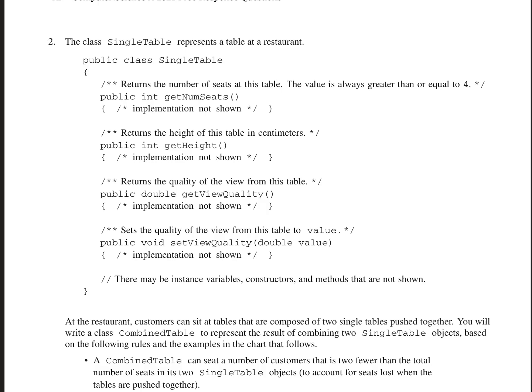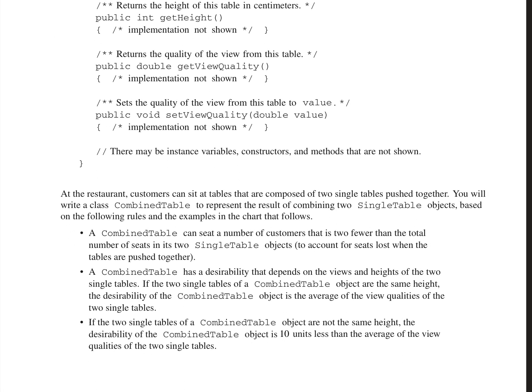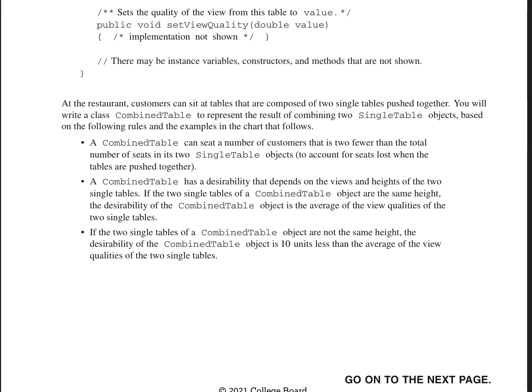This is the class question from the 2021 exam. So here we have a single table class. The single table class they have written for us. It's got a get number of seats. It's got a get height, get view quality, and set view quality. What we're going to do is combine two single tables to make a combined table.